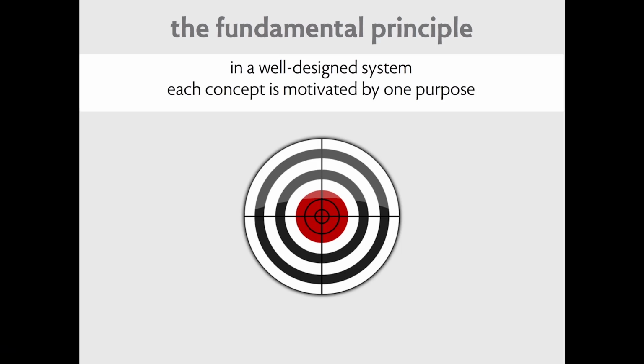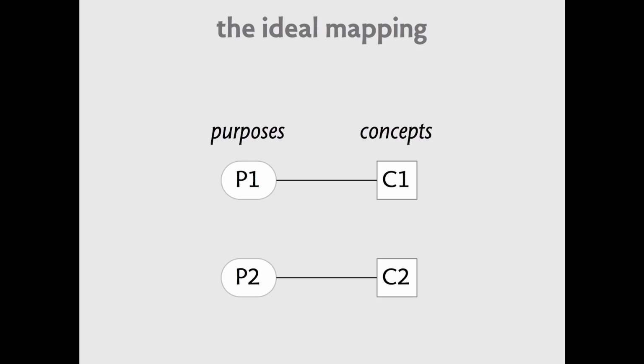The fundamental principle that I've come up with again and again is that in a well-designed system, each concept should be motivated by one purpose. And I don't mean at least one purpose. I mean at most one purpose. So the ideal mapping is that you can identify exactly one purpose for each concept, and there's a bijection.